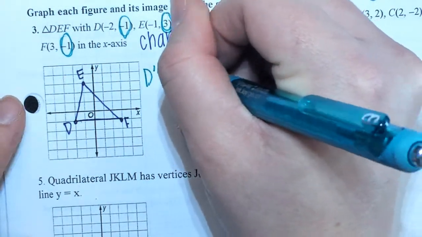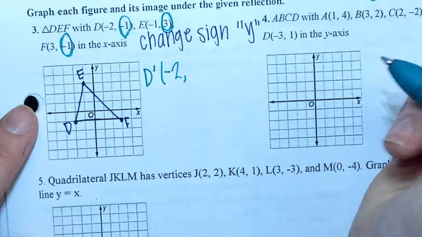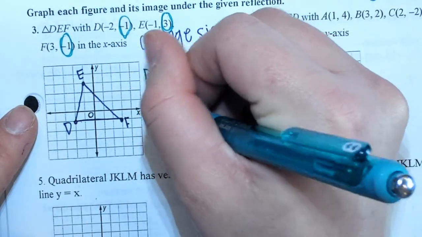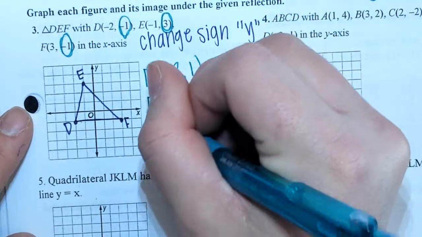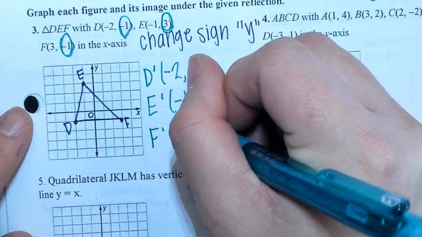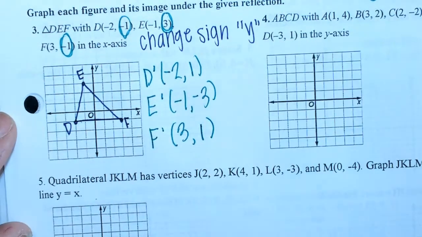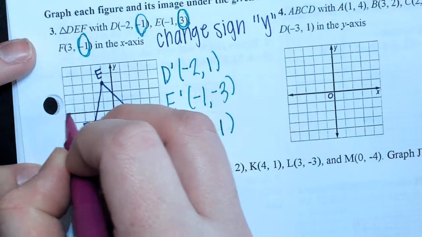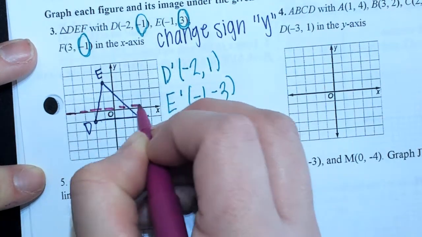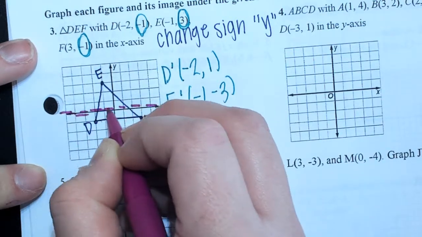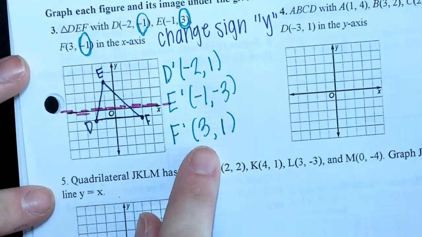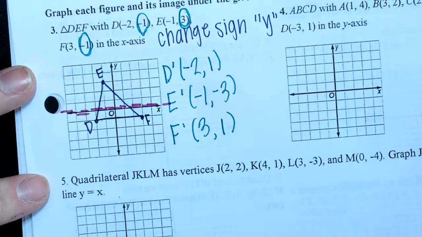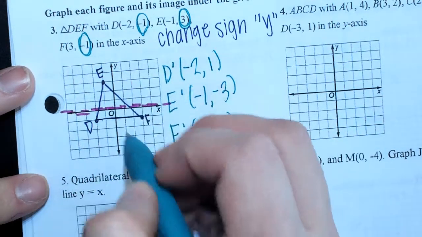So D prime becomes negative 2, 1. E prime becomes negative 1, negative 3. F prime becomes 3, 1. Sure, it'll work if you draw your x-axis right here, and you can count across it. That's fine, but you need to know this in case there's not a coordinate plane. Okay? Okay, so now go plot your new points.